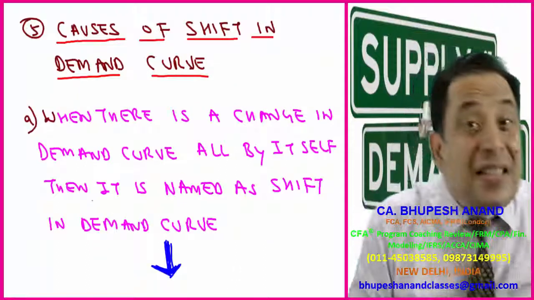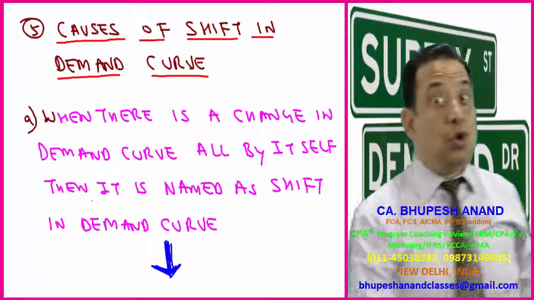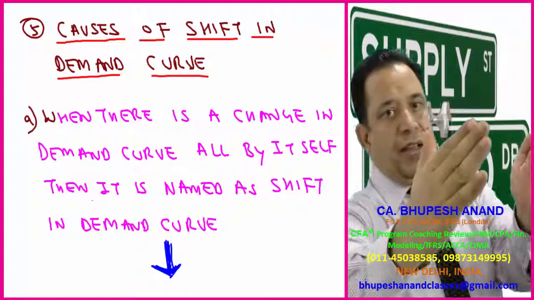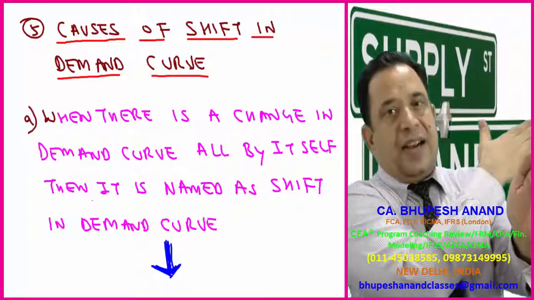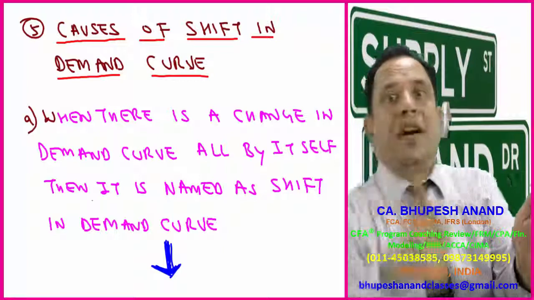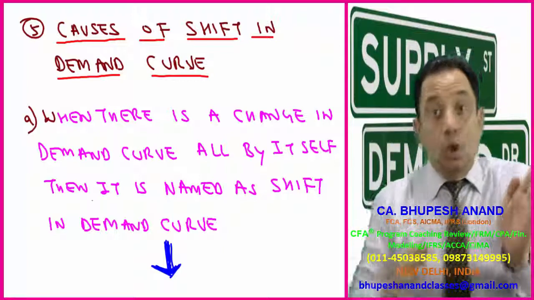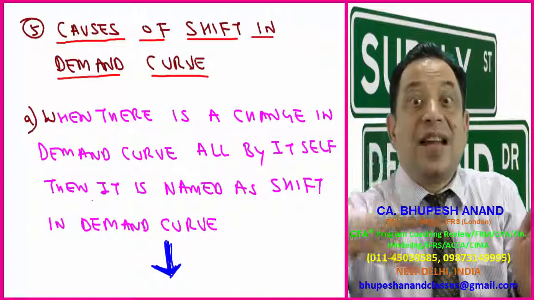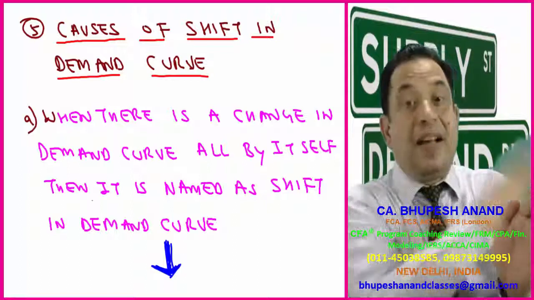Now, what are the reasons for shift? Well, I have just told you the meaning of shift. When this is the original demand curve and I have shifted here, either right side or left side, it means there is a change in the quantity demanded due to other variables like income, substitute prices, complementary prices. So this is named as shift.